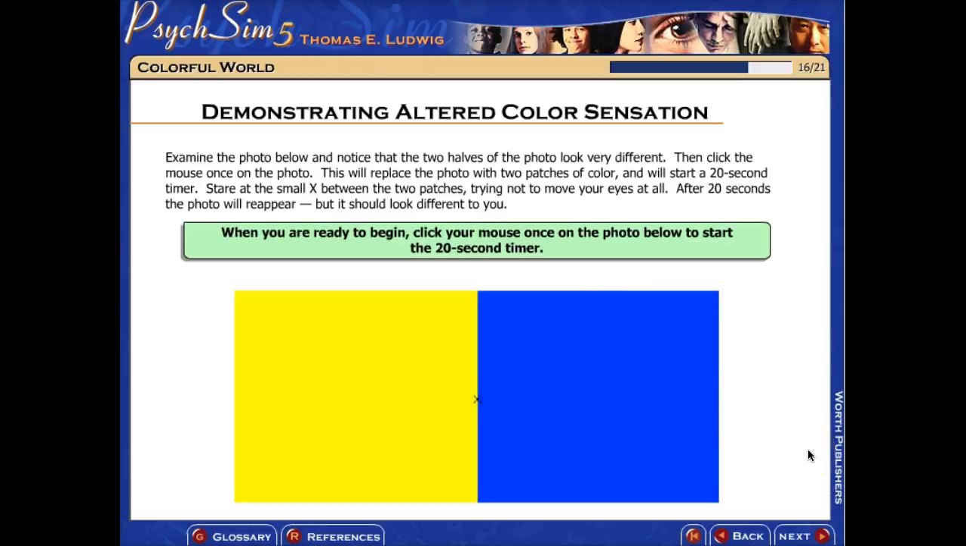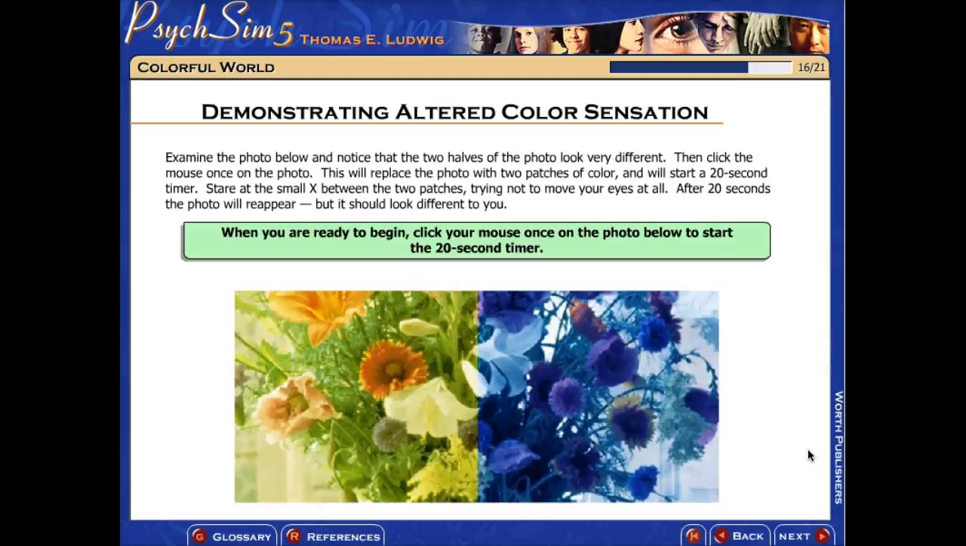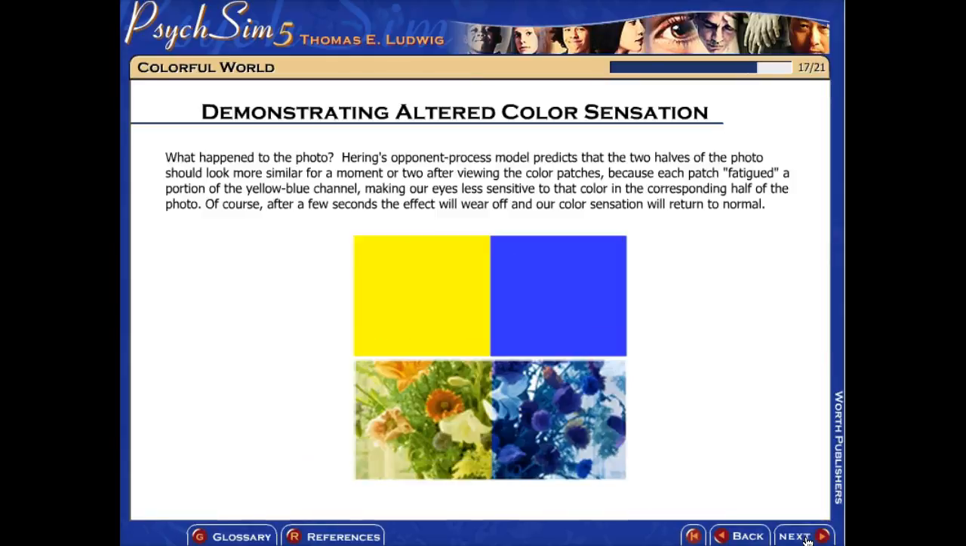So let's try it. So stare at the X. Try not to move your eyes. All right, so how did it look? Did it look any different? So it probably, for a little bit, is going to be very similar, okay? It's going to be kind of flipped because you're basically wearing out your color receptor. So again, that's the opponent processing theory. It's kind of cool.